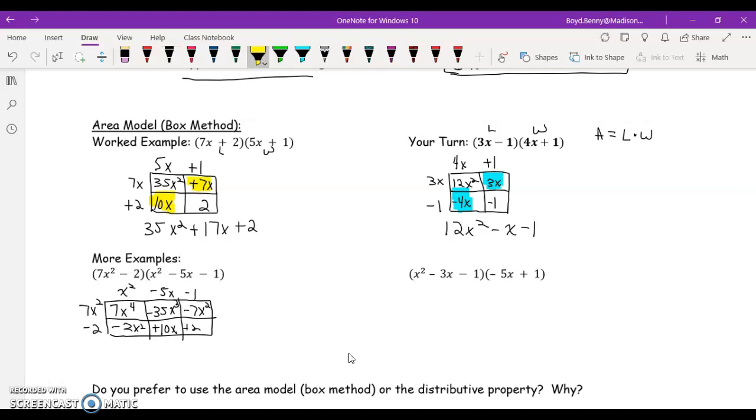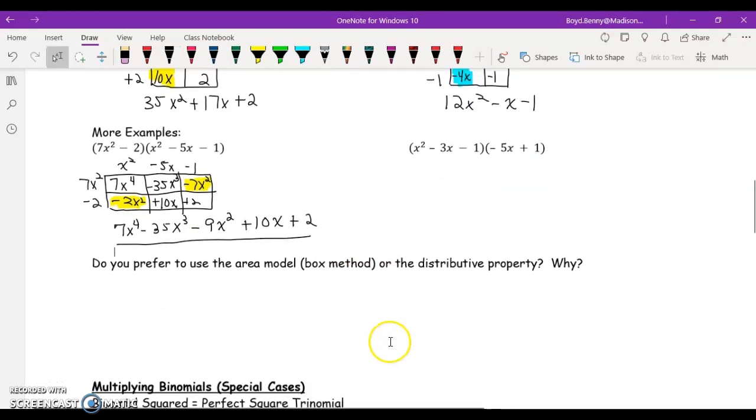Now let me highlight my like terms. So I've got a x squared in the bottom, and I've got another x squared right here, and I believe those are all the like terms that I have in this. So my final answer would be 7x to the fourth minus 35x to the third. Notice I'm putting them in descending order. I've got a negative 2 and a negative 7 I need to put together. That will be a negative 9, and those are x squared terms. I have a 10x. I don't need to combine that with anything, so I'll just write that down in the problem. And then I've got a plus 2 as a constant that I will put on the end. And so that's my final answer right there.